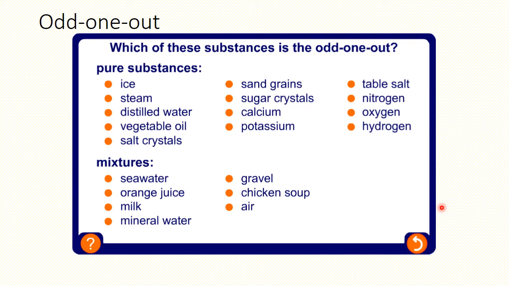So this one, we've got 3 pure substances. Which one's a mixture? So here, hopefully you identified the fact that it would of course be gravel. Next one, 3 pure substances, one is a mixture. Which one? Hopefully you identified, of course, that that would be chicken soup.